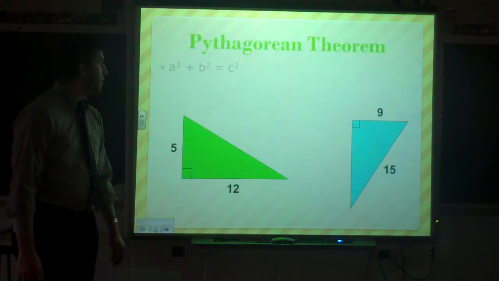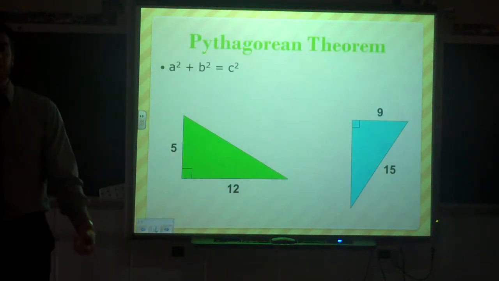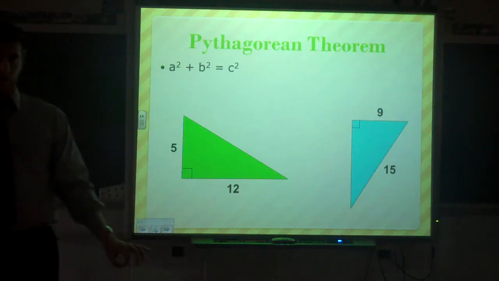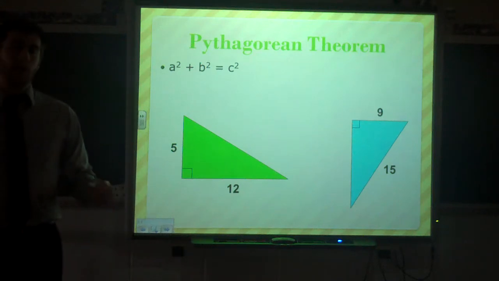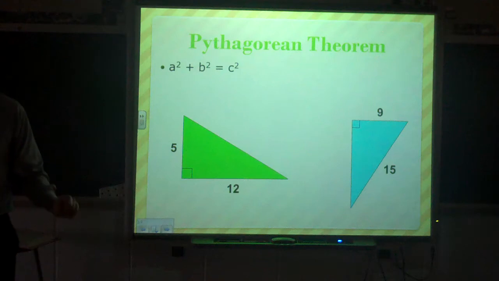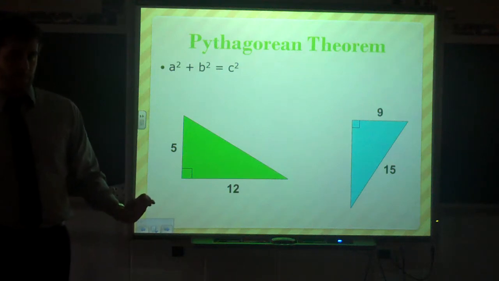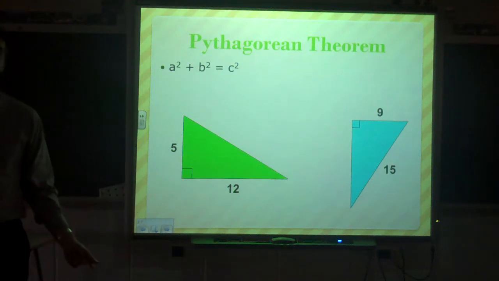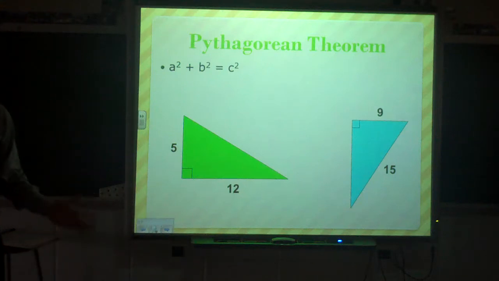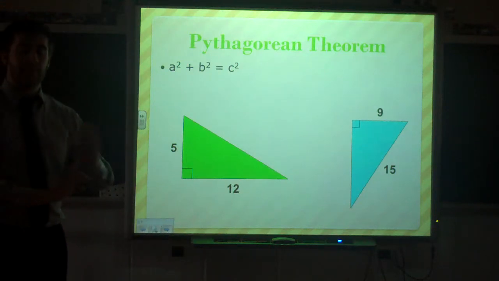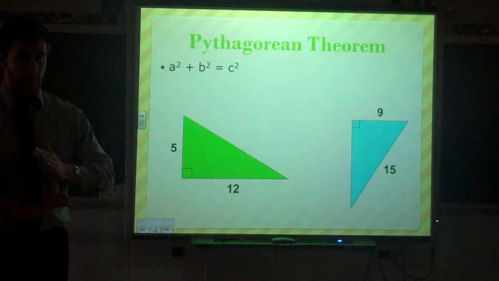Pythagorean Theorem itself, as you all know pretty well by now, is a squared plus b squared equals c squared, where a and b are both the legs, and c is the hypotenuse. Remember, you can always tell which side's the hypotenuse on two things. Best way, it's always across the right angle. And second way, it's always going to be the longest side.